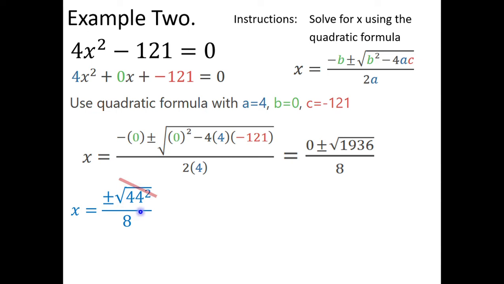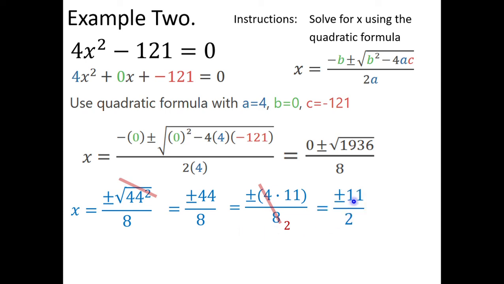Okay? Now let's ask ourselves, can we factor something out? Is there something that will come out of this 44 and also come out of this 8 so that we can reduce this fraction? Well, 44 is 4 times 11. So 4 goes into 4 once, and 4 goes into 8 twice. So we can cancel the 4 against this 8 and reduce this fraction to 1 over 2. So it's 11 on the top, 11 times 1, and a 2 on the bottom. So we end up with a plus or minus 11 over 2. So one of your answers is plus 11 over 2, and the other answer is minus 11 over 2.